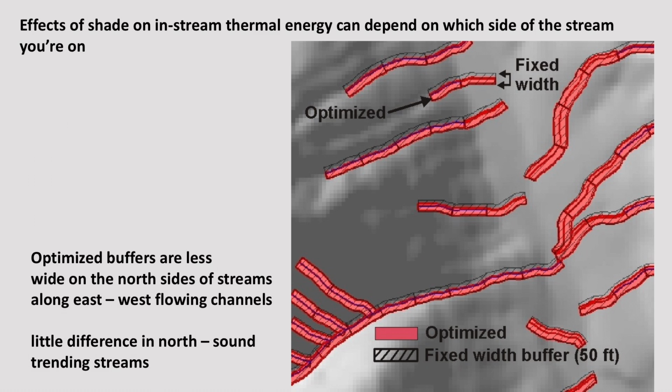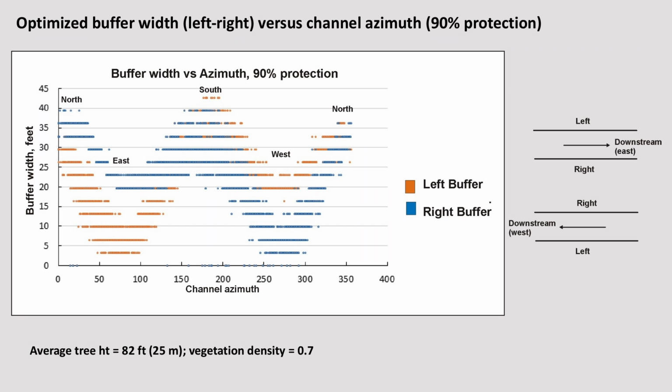So from a fixed width buffer, which are these sort of dashed lines you can see, it's got equal distance on both sides. This is north, so that's north facing, that's south. And if you do what we call an optimized buffer calculation, then you end up with the red. And you have much less need for a buffer on the north side. And we have a plot of that. Let me explain what this is. And I can't find this in the literature.